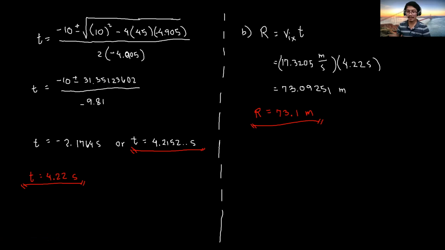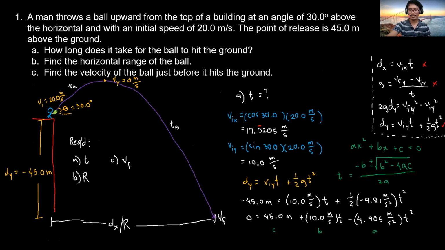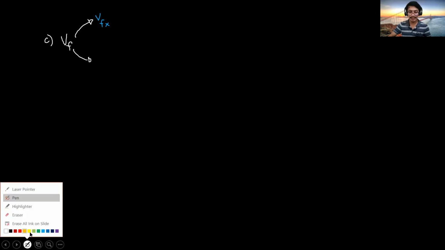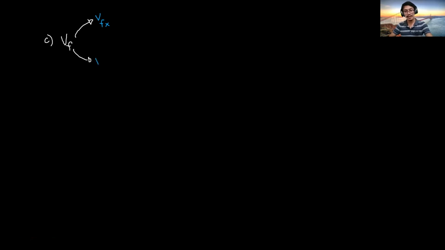Now, let's proceed sa letter C. Ano ba yung hinahanap natin sa letter C? Sa letter C, the final velocity. Okay, now take note, if we are going to solve for any velocities, this is a two-dimensional motion. So, ibig sabihin, kailangan natin si VFX, kasi nga, this is a two-dimensional motion. And of course, si VFY. Ayan.